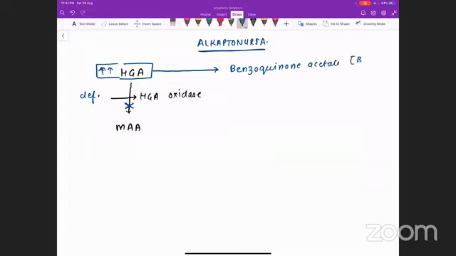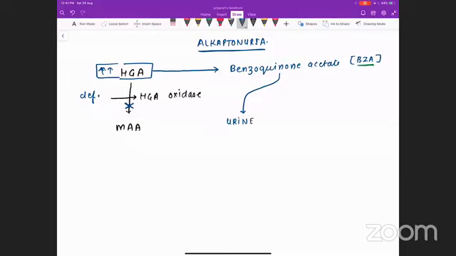This benzoquinone acetate is written as BZA. Benzoquinone acetate is the culprit molecule for all the symptoms of alkaptonuria. What this benzoquinone acetate can do is lead to two types of disorder. First, it can come in urine.